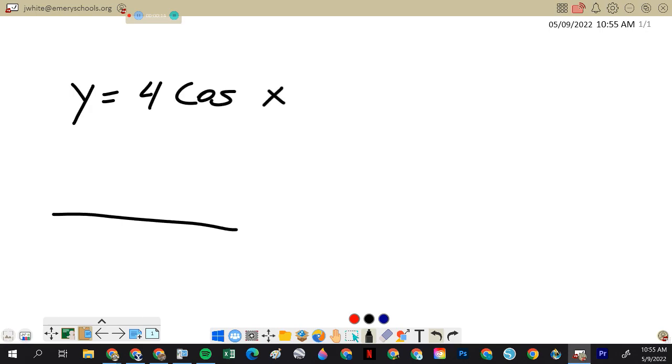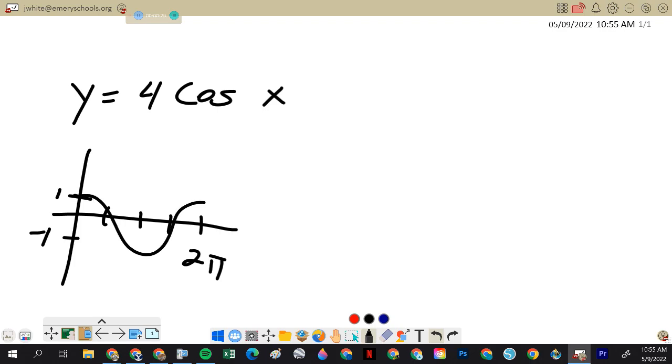We are looking at graphs of the sine and the cosine and then coming up with the equations. So if I had y equals 4 times the cosine of x. Normally the cosine has a period of 2 pi, and it starts at 1 and goes down to -1. What is 4 cosine of x going to do? So this is the original cosine. The 4 would have what effect? It's going to make it taller.